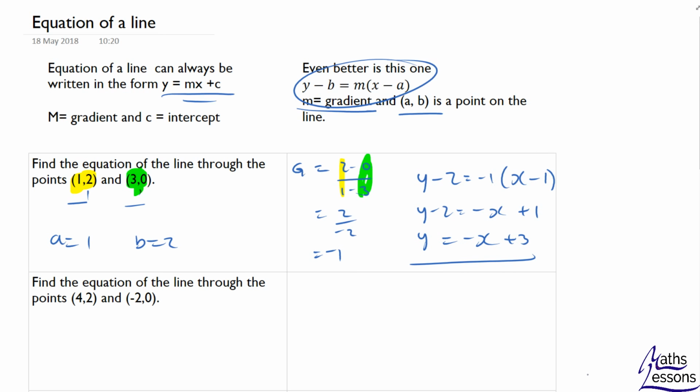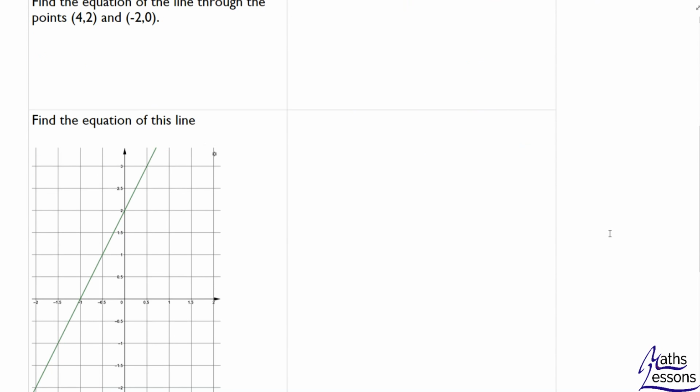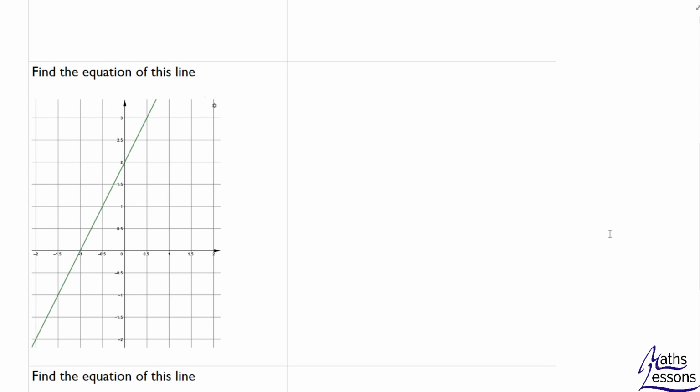If the question doesn't ask you to simplify, this would be a perfectly good answer because it is the equation of a line. You don't need to go any further if you don't want to, if your algebra is a bit suspect. Okay, let's move on to the next one. Have a look at the equation of this line. I'm going to give you 30 seconds head start on this to have a go, see how you get on, and then I will start working through the answer.